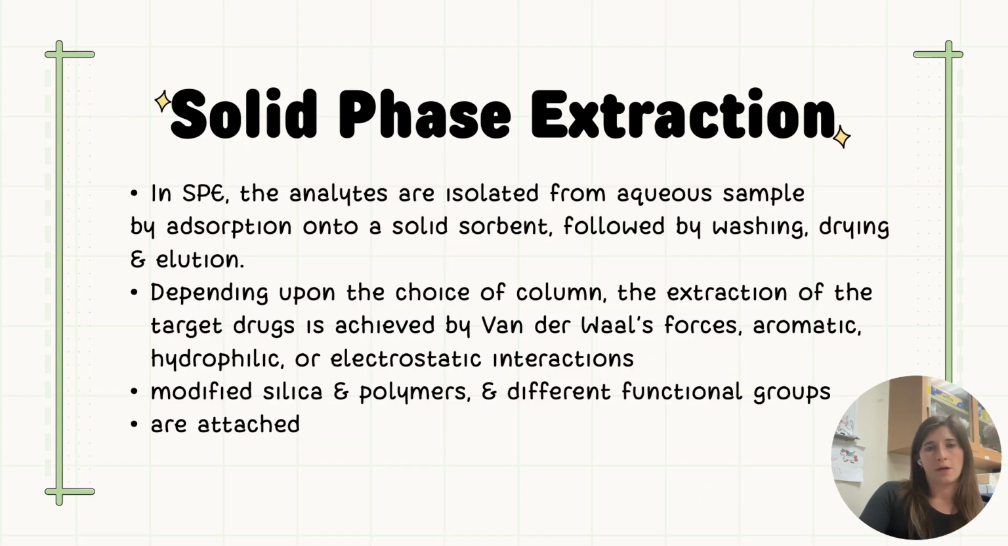So last we have our solid phase extraction. In solid phase extraction, the analytes are isolated from an aqueous sample by absorption onto a sorbent pad, followed by washing, drying, and then elution. Depending on the choice of column, the extract of the target drugs is achieved by van der Waals forces, aromatic, hydrophilic, or electrostatic interactions. Modified silica polymer and different functional groups are going to be attached to the solid phase of the column to allow for these interactions to take place.